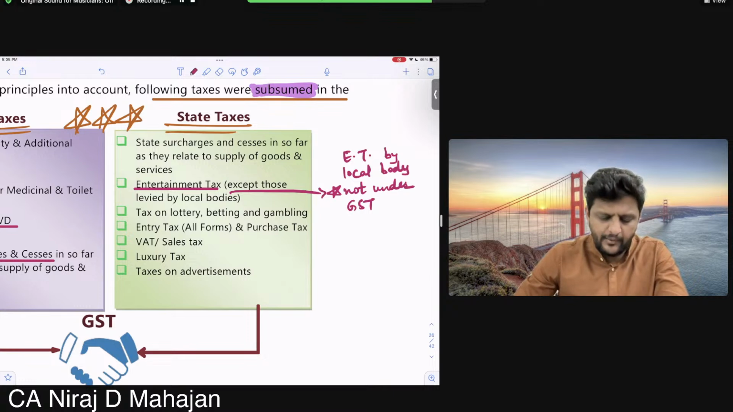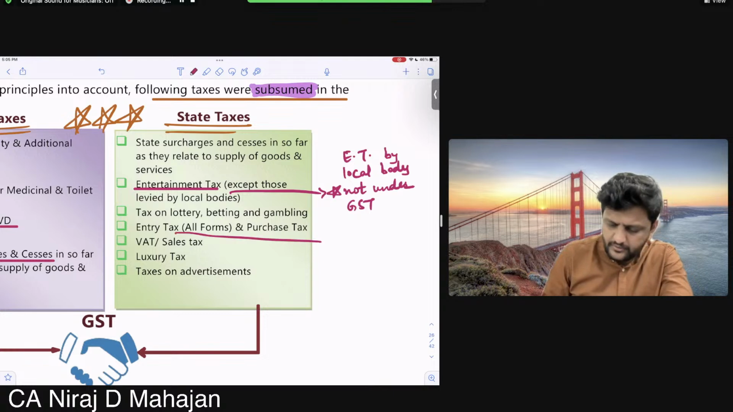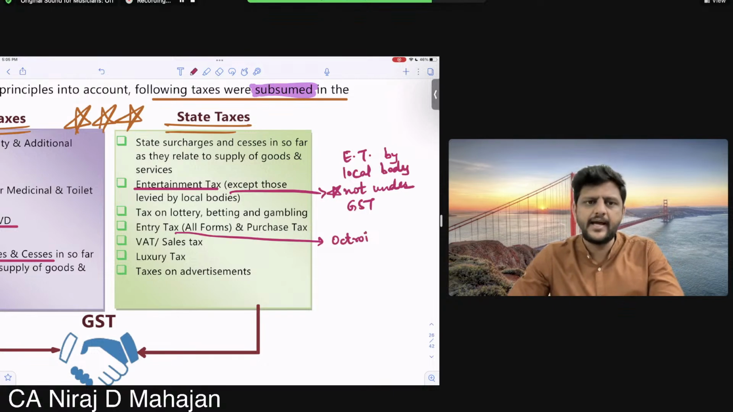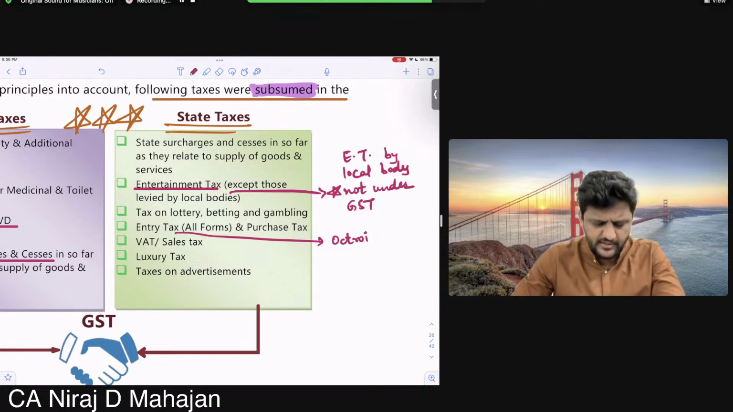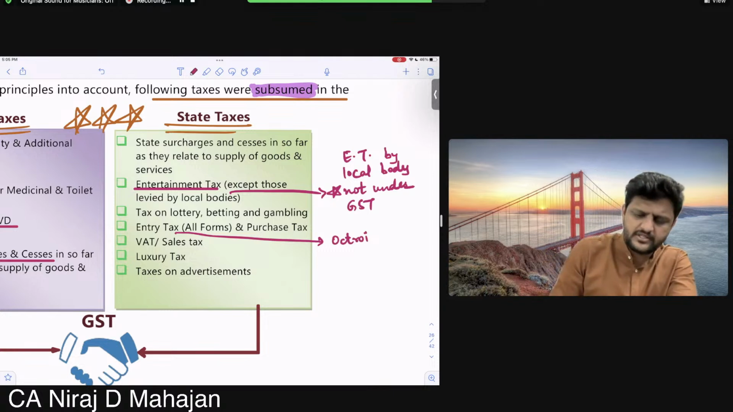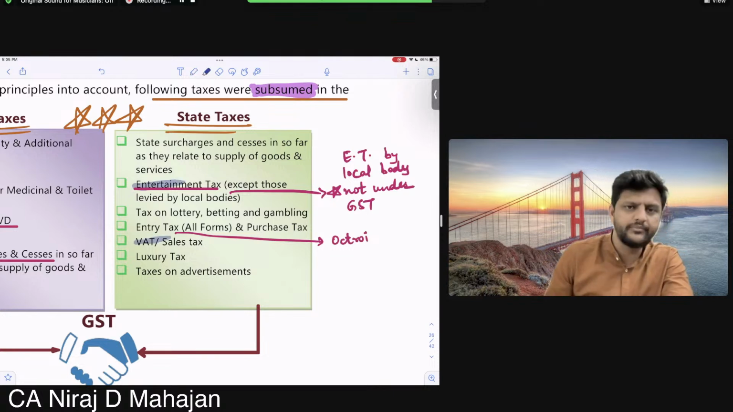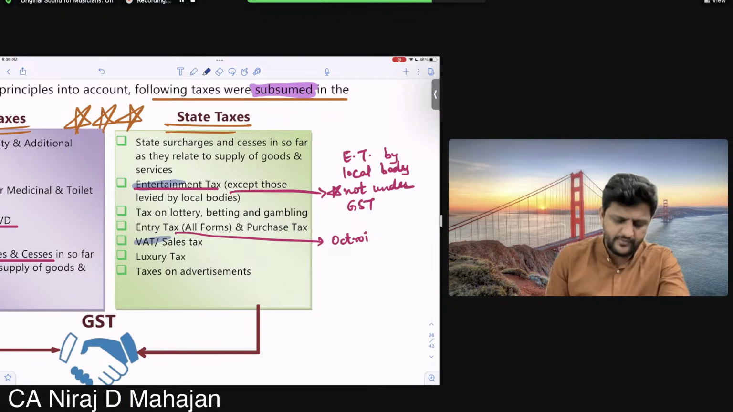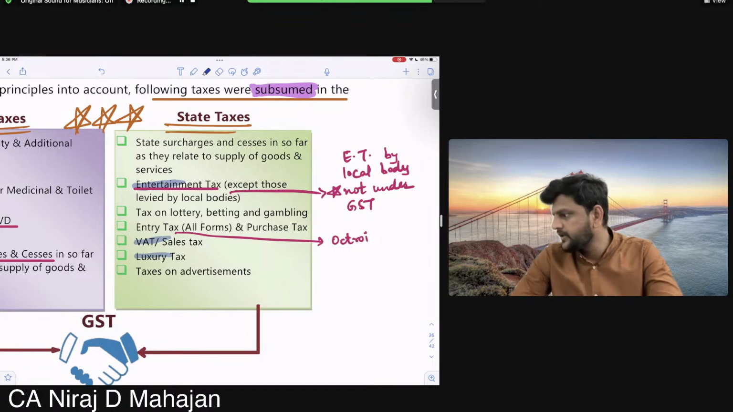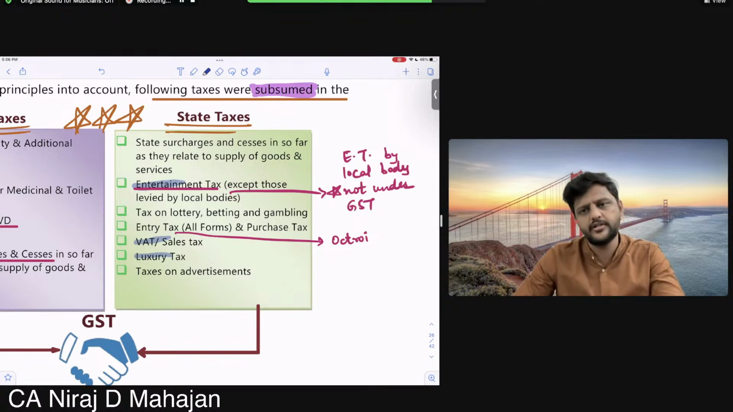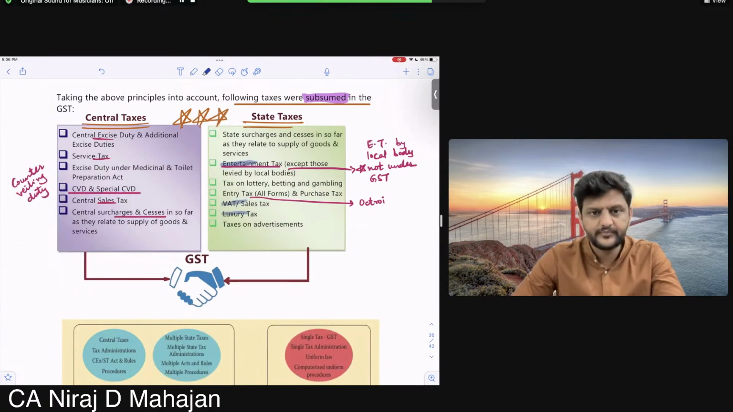Then tax on lottery, betting, gambling, entry tax. What is entry tax? Example, octroi. And purchase tax, VAT, sales tax, luxury tax, tax on advertisement. So keep these things in mind. Entertainment tax, VAT, obviously you should know, okay? These are very, very famous. Luxury tax, okay? So a direct question is also at times asked. Give a list of 4 acts or 6 acts which got subsumed under GST. MCQ can also be asked, as well as a direct question.